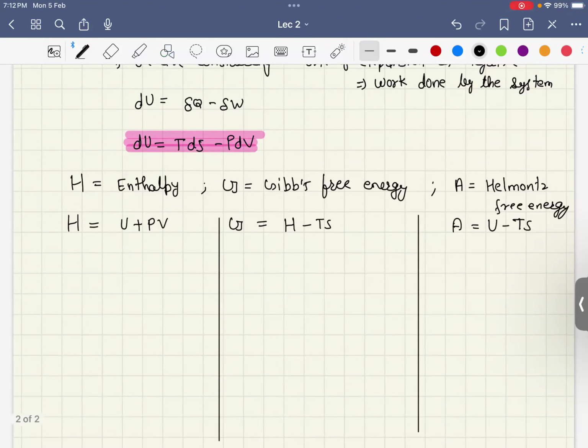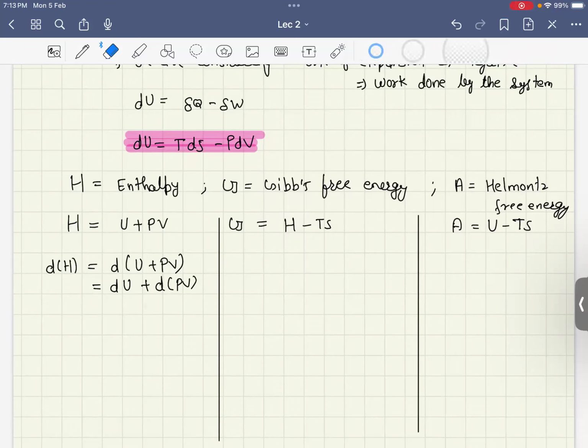So we know that H is equal to U plus PV. Now take the total derivative of both the sides. Okay, so dH is equal to d of U plus PV. Now this is going to be what? dU, by the sum rule of differentiation, plus d of PV, which is nothing but P dV plus V dP. Here the multiplication rule will apply. That means dH is equal to dU plus PdV plus VdP.